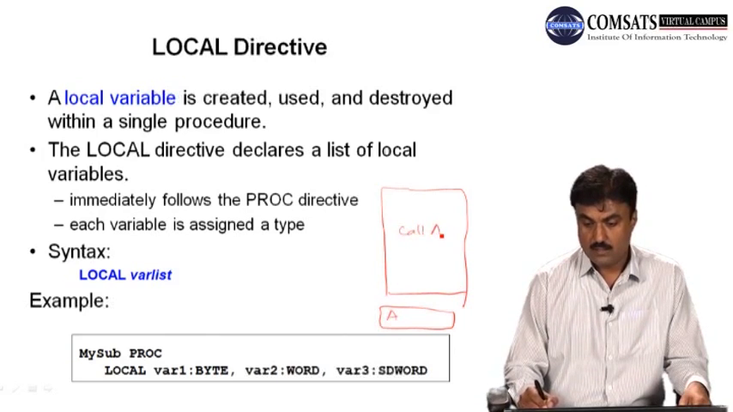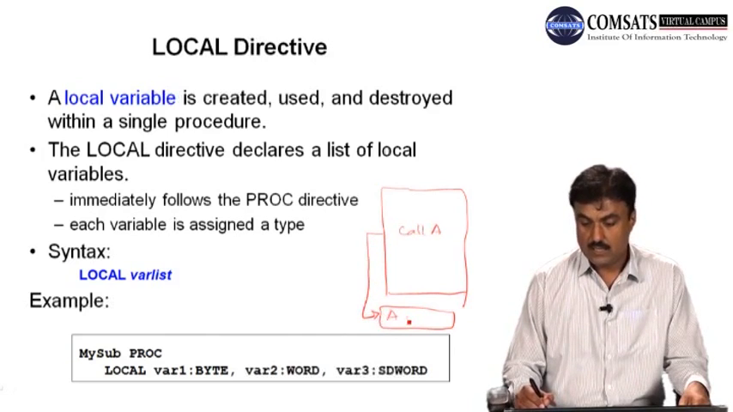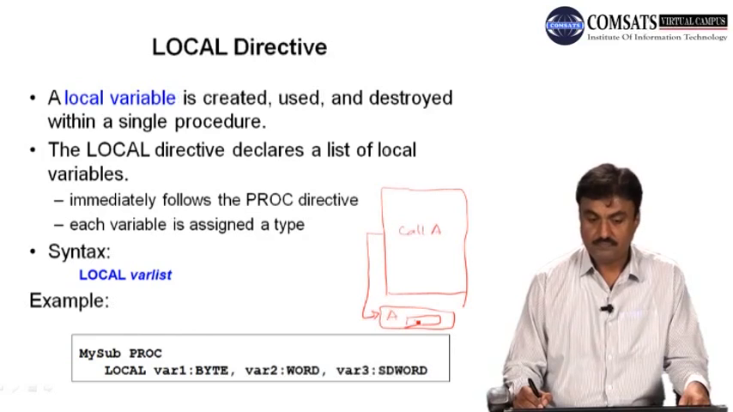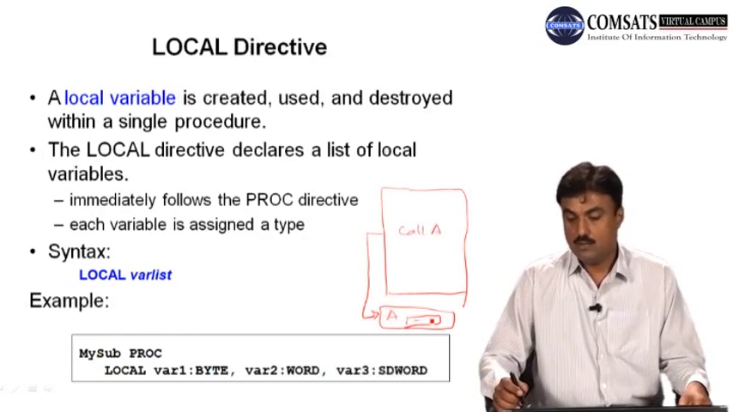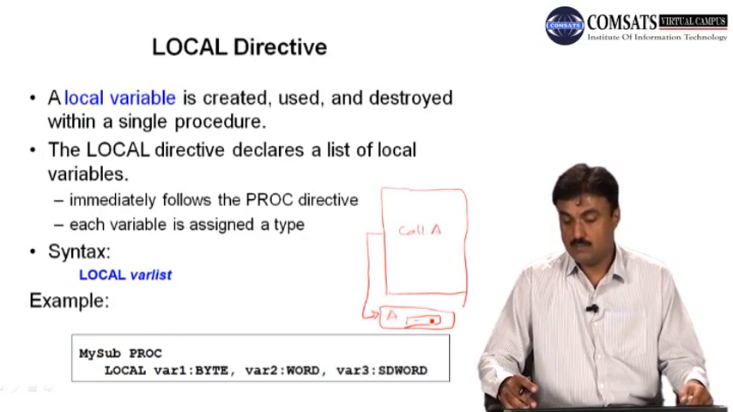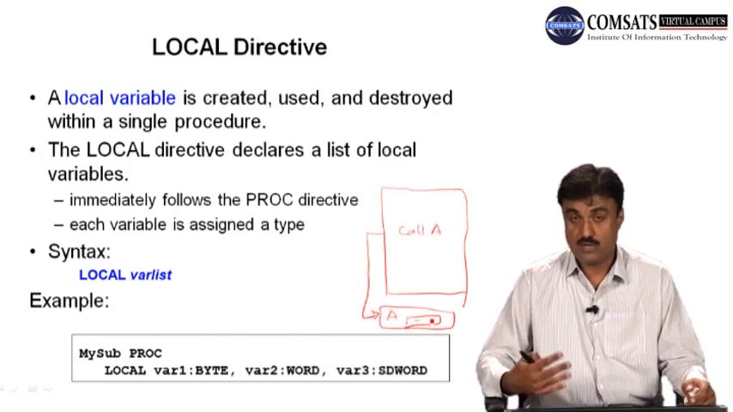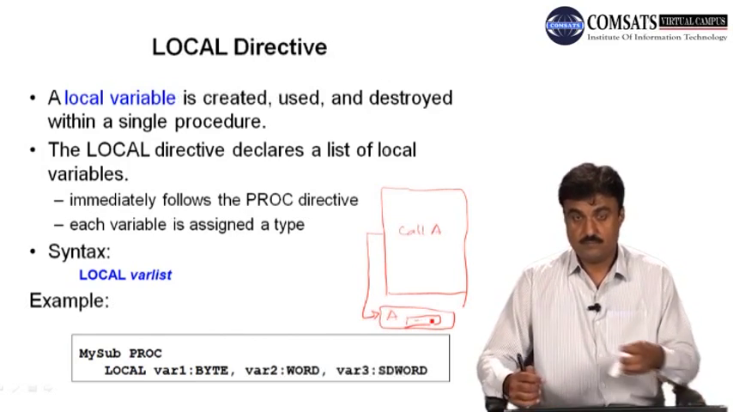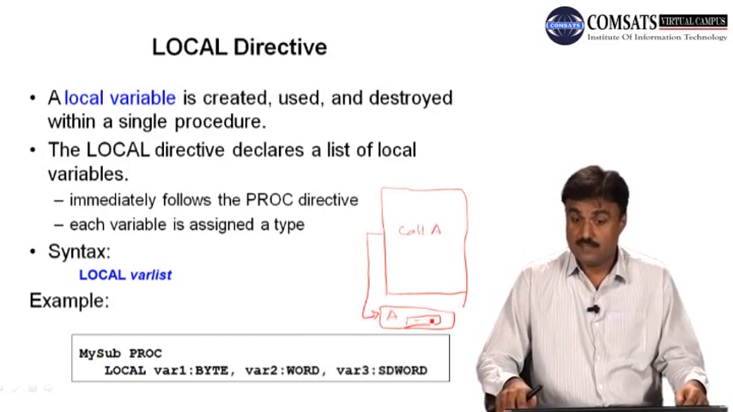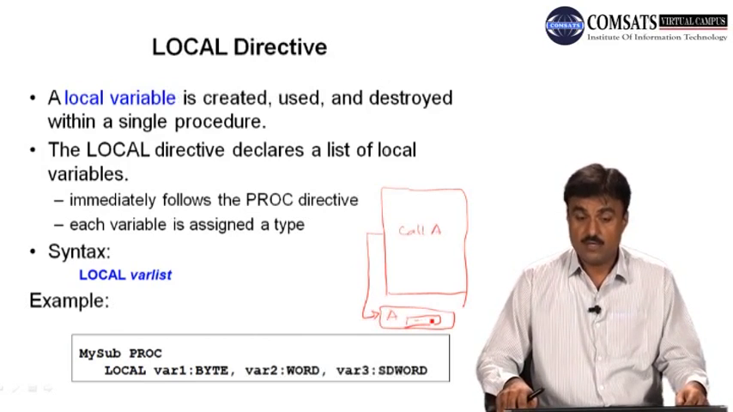If we call A, then it means we are calling this procedure A. And here, if we define some variables, these variables are local variables and their scope is limited to this procedure A. Now these are called the local variables, and they are created and destroyed within the procedure. The local directive declares a list of local variables.